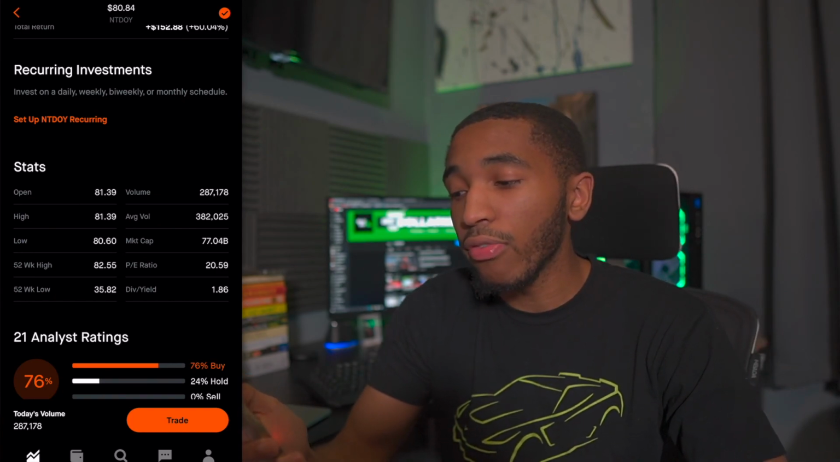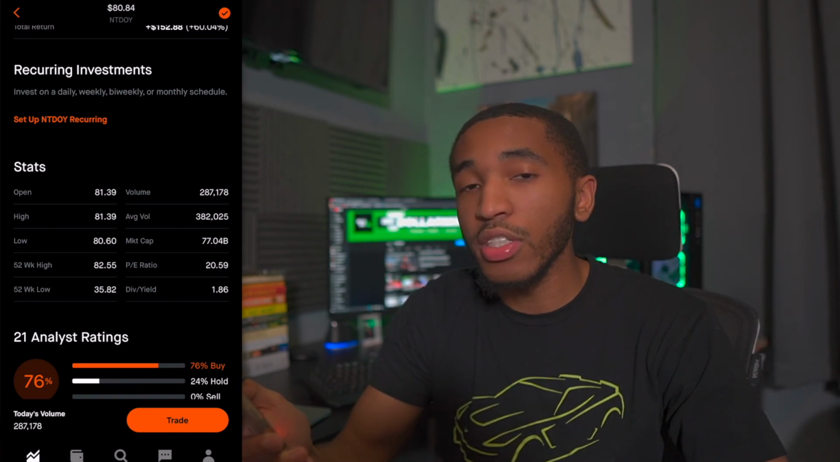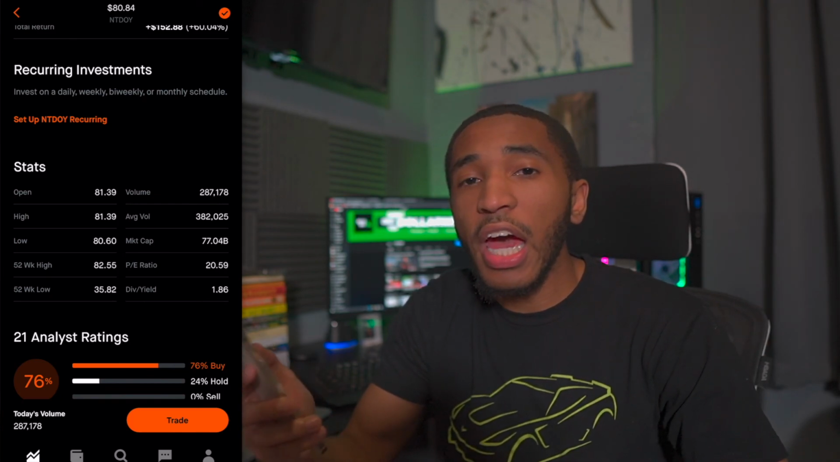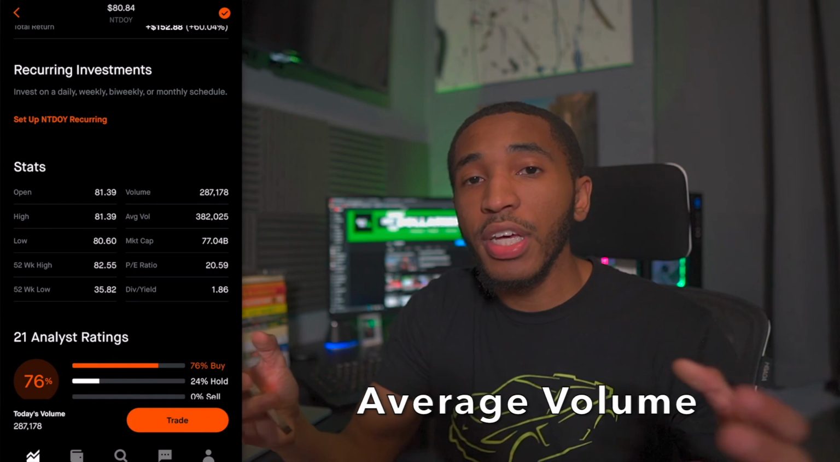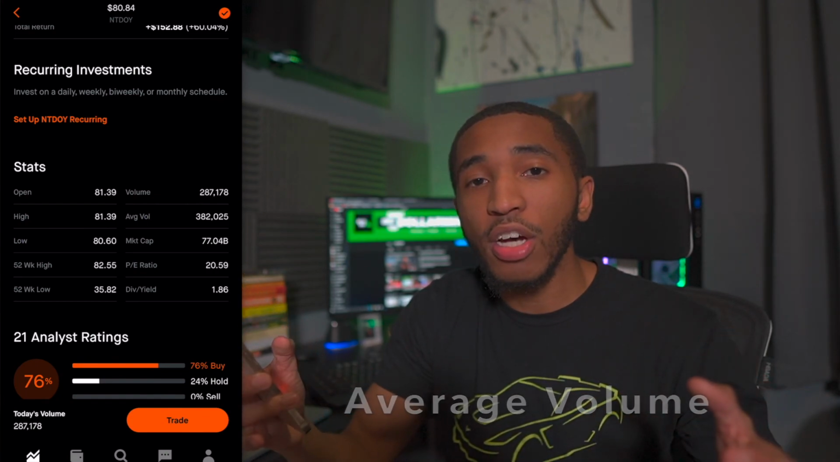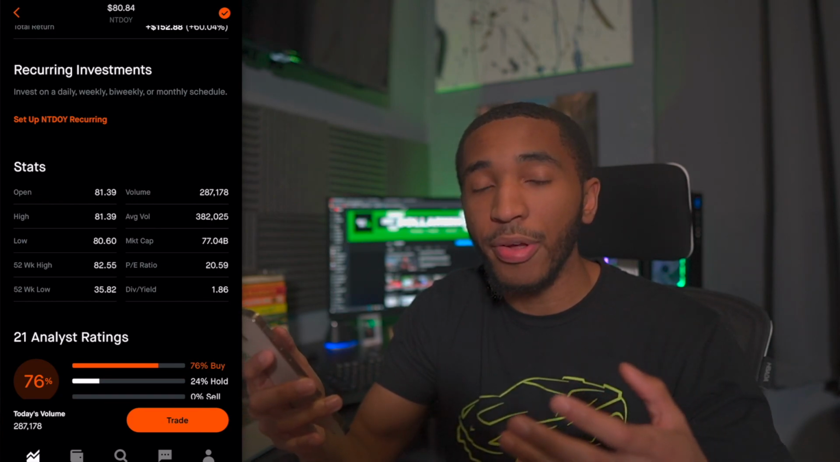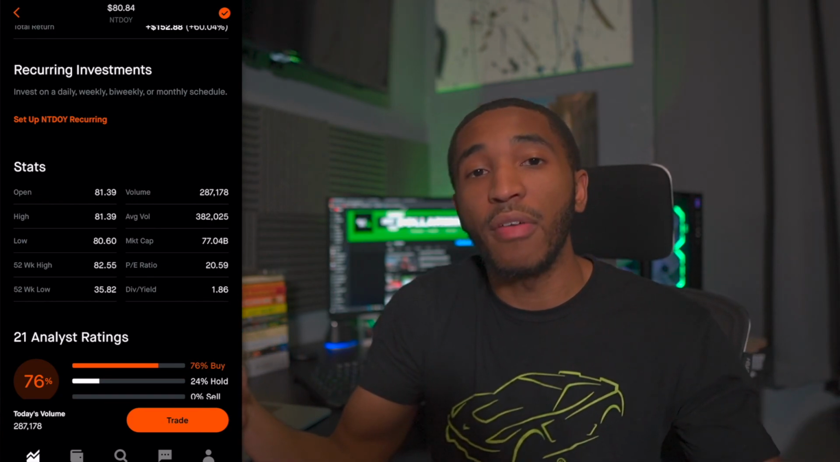So you can see on Friday, 287,178 shares were either bought and sold. Below that is the average volume. That's basically all the days combined. Basically how much buying and selling of the shares was going on every single day is calculated every single day. It'll be recalculated every single day because it changes every single day.